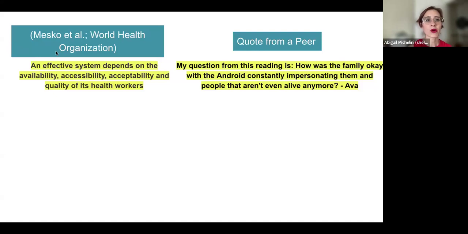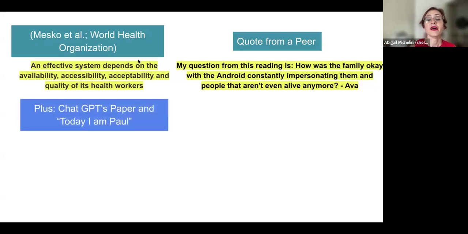So here's my quote from them: "An effective system depends on the availability, accessibility, acceptability, and quality of its health workers." And then I went through the discussion board and found a quote from a student, Ava, and she wrote, "My question from reading this is, how was the family okay with the android constantly impersonating them and people that aren't even alive anymore?" I thought this was a great question, and I want to include it in my paper.